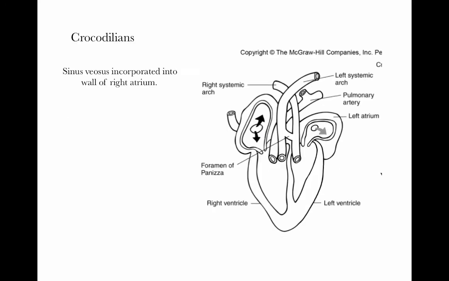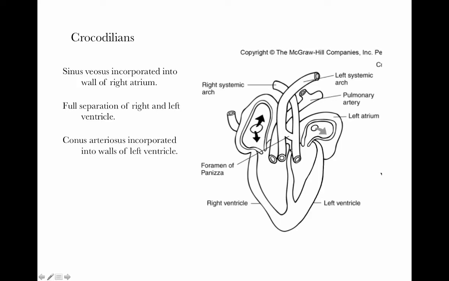In crocodilians, now the sinus venosus no longer exists as its own separate chamber. It becomes incorporated into the wall of the right atrium. And now in crocodilians we see full septation of the right and left ventricle. So there's a complete wall here separating the right and left ventricle. And the conus arteriosus is now incorporated into the walls of the left ventricle, so this more muscular side of the heart.